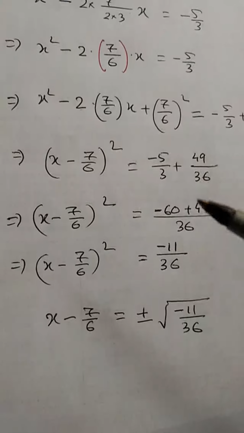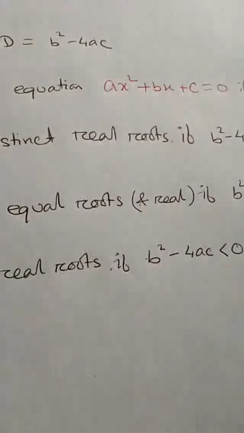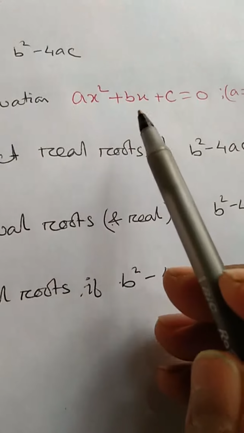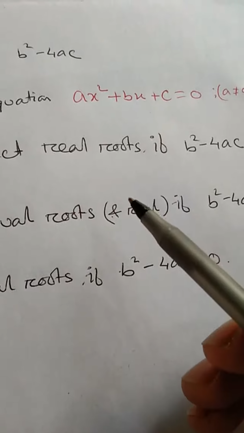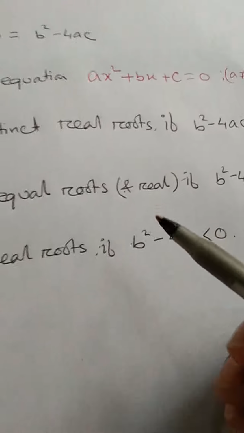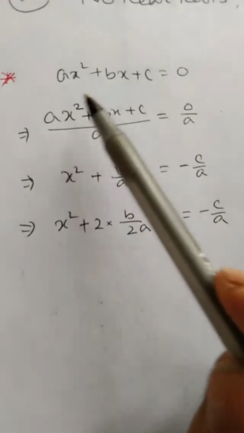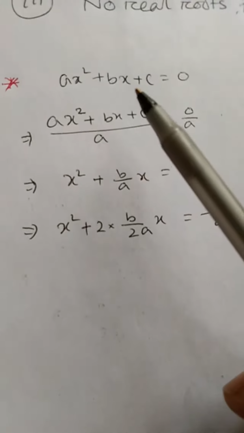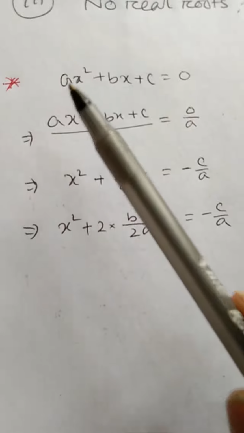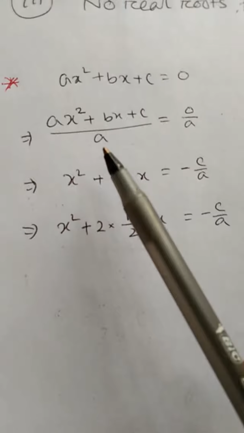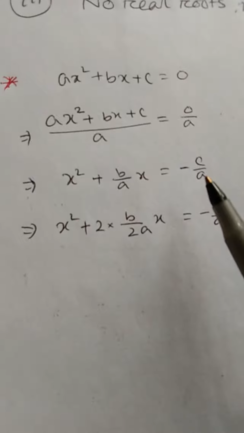So let us see, if we take one general quadratic equation ax square plus bx plus c equal to 0, and follow the completing square method, what happens. We have taken the general quadratic equation ax square plus bx plus c equal to 0, and with x square we have a. So to remove this a, we divide both sides by a. Now it will be x square plus b by a x equals minus c by a.